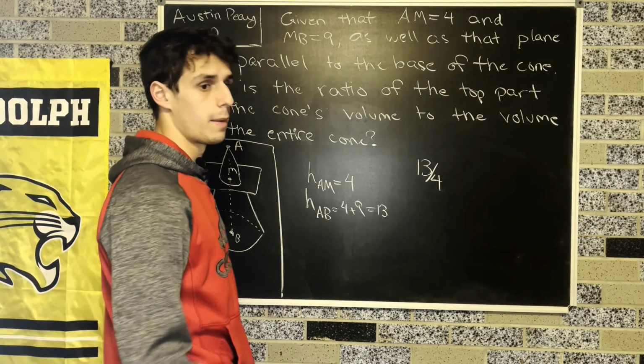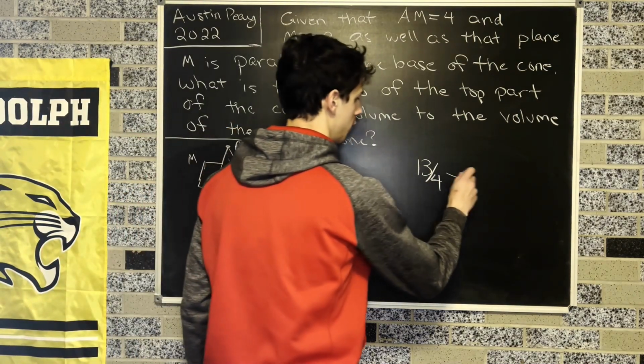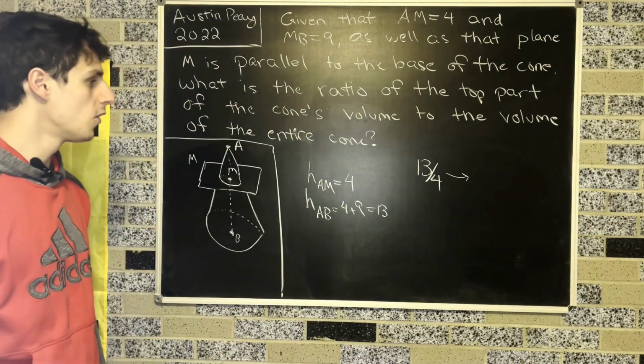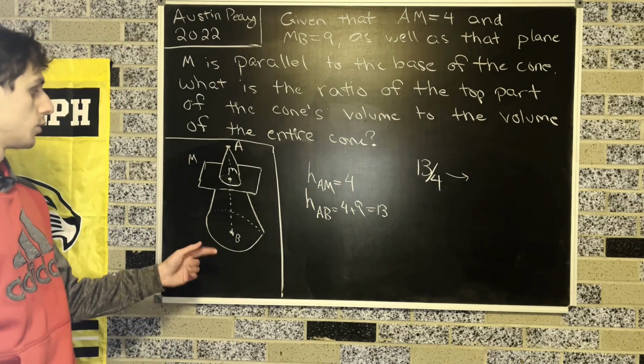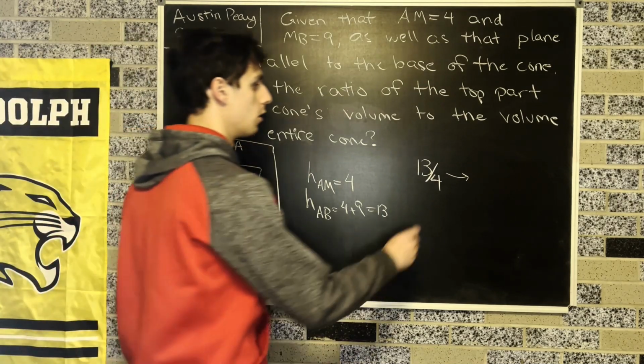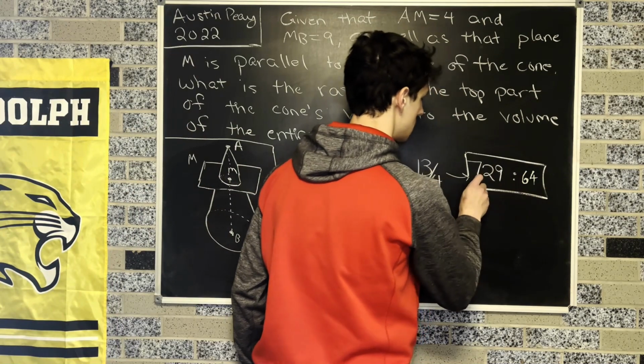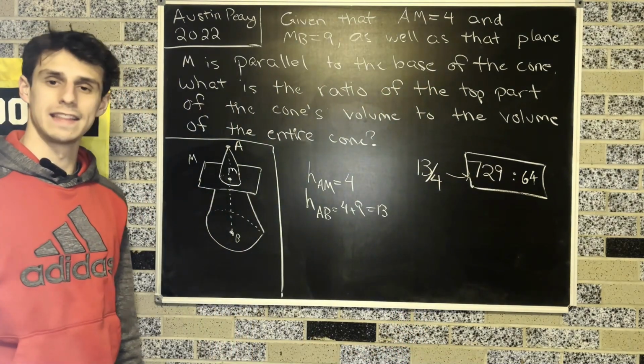But that means from our previous calculation that if we cube this number, we get exactly the volume ratio between the bigger cone and the smaller cone. And that, my friends, is our final answer. I think that's enough for now.